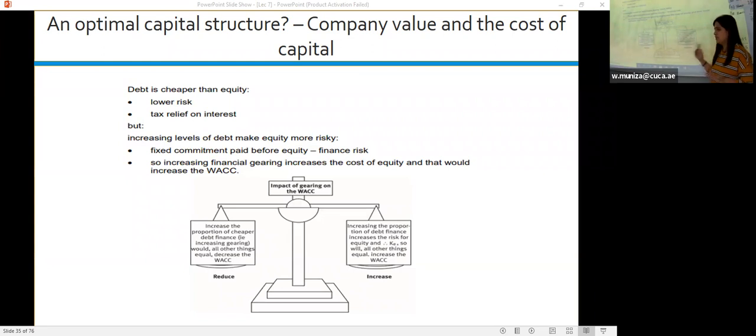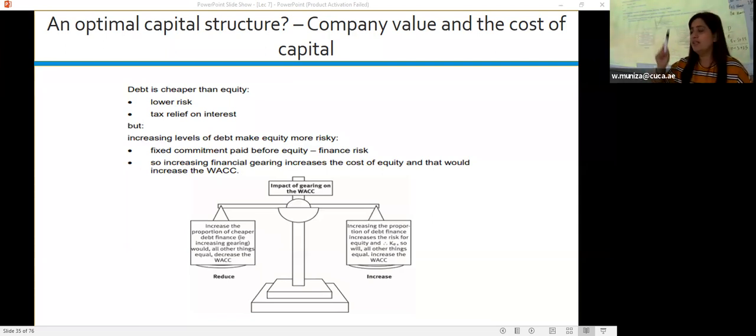What would be the effect on the weighted average cost of capital? Yes, when we are using more debt, obviously the cost of debt is going to increase and the cost of equity is going to reduce. But what will be the effect on the weighted average cost of capital? It will reduce. Why is it going to reduce? I feel because the cost of debt is cheaper. We can say because cost of debt is cheaper than the cost of equity.